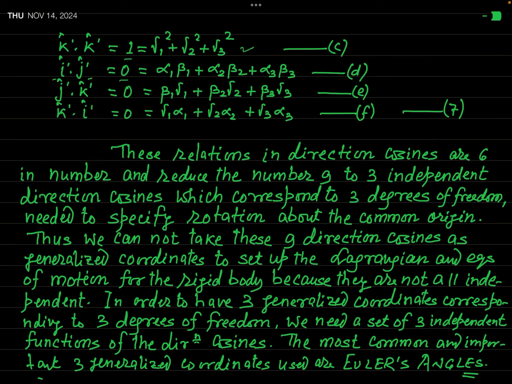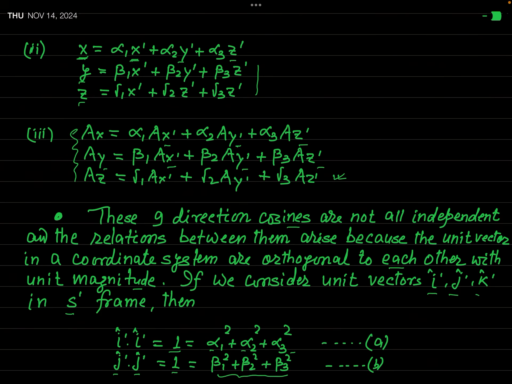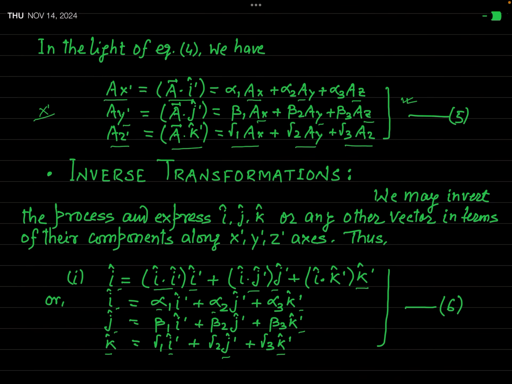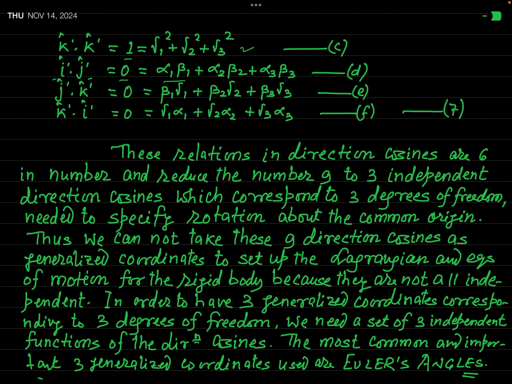And i dashed dot j dashed, what will this be? You have defined i dashed and j dashed earlier. You can see i dashed is this much and j dashed is this much. When you take the scalar product, that will be alpha 1 beta 1 plus alpha 2 beta 2 plus alpha 3 beta 3.